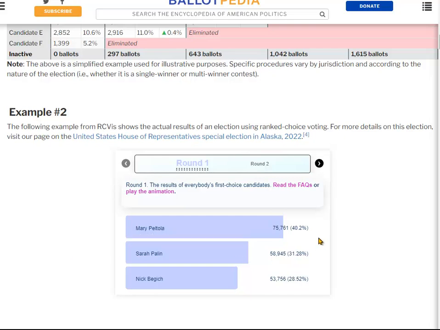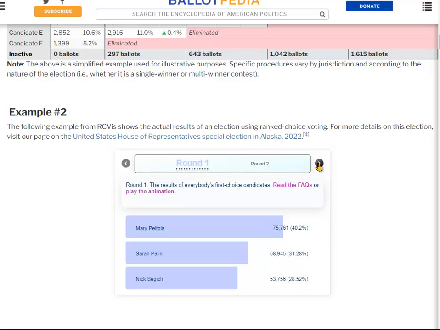So according to plurality, Mary Peltola would have won, 40% versus Sarah Palin's 31%. However, it's not plurality. It is ranked choice voting. So Nick Begich would be eliminated here, and his 53,756 votes would now go to Palin and Peltola, depending on how each one of those 53,000 voters had their second choice. And that's how it's going to be distributed.